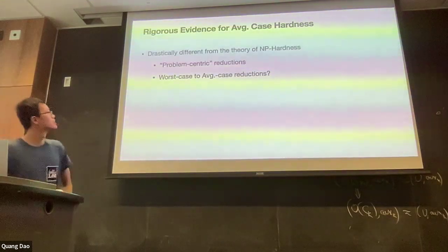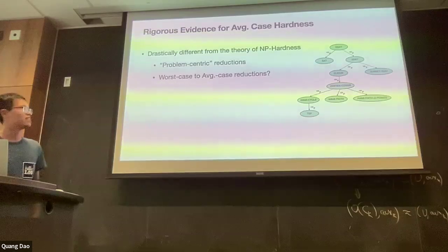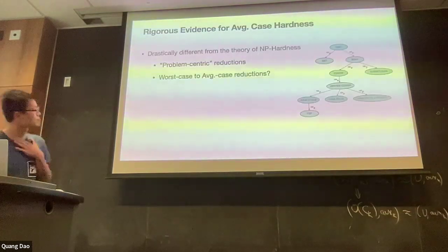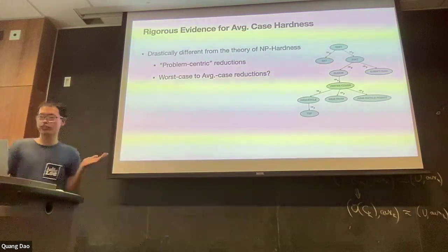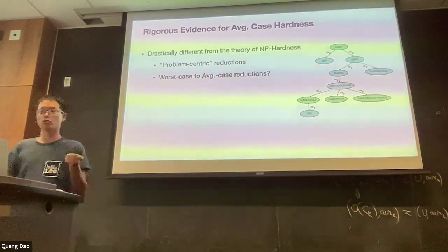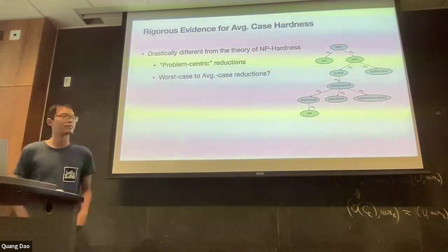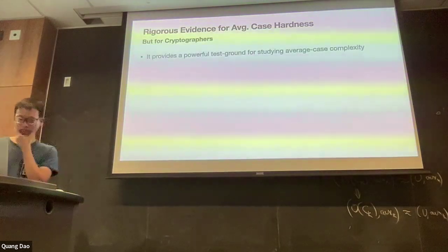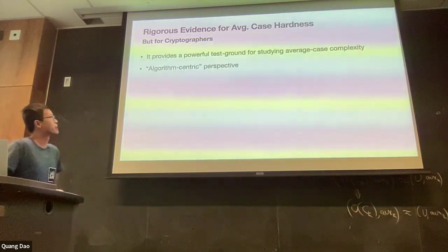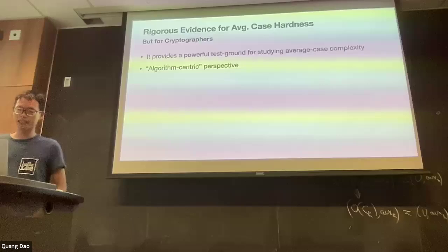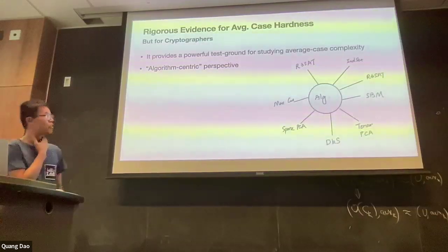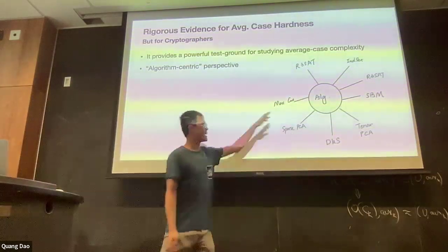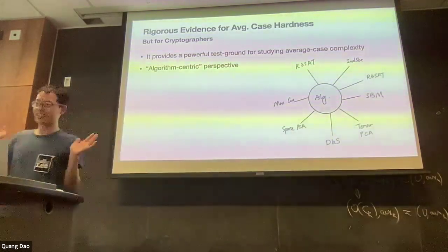Therefore, we propose to study average case complexity using a slightly different angle. Instead of applying problem-centric reductions, we want to consider unconditional lower bounds for restricted models, and one model is sum of squares that we are going to see. So for cryptographers, we can think of sum of squares as providing us a powerful test run for studying average case complexity, and this is an algorithm-centric perspective. To study the hardness of a problem, you just need to pick an algorithm you like and show that it fails. We will take this as evidence of hardness.